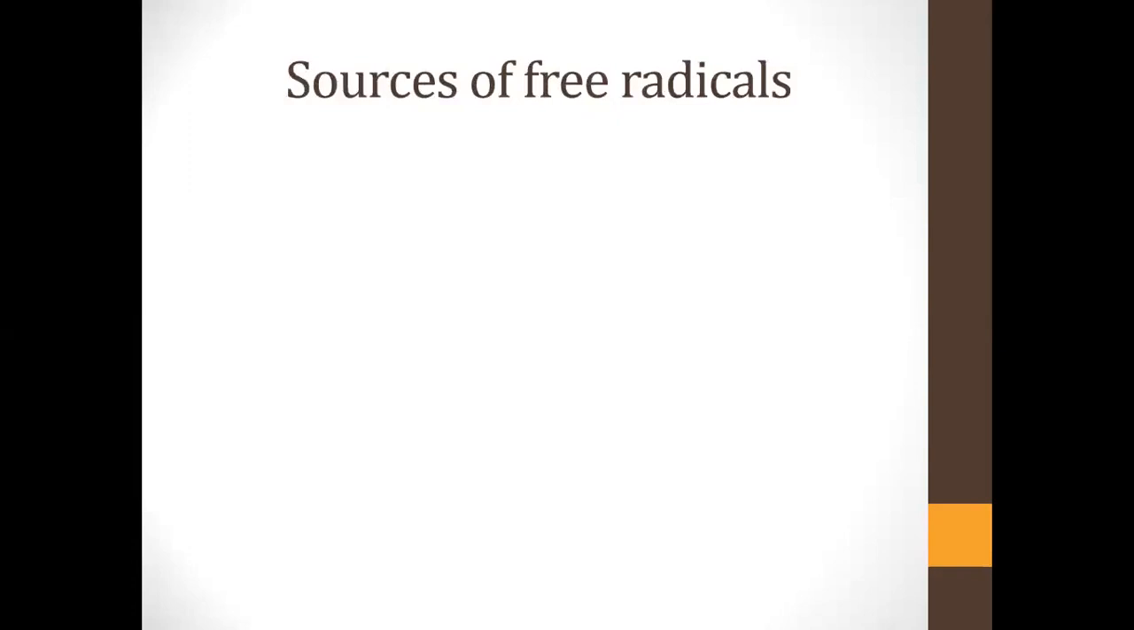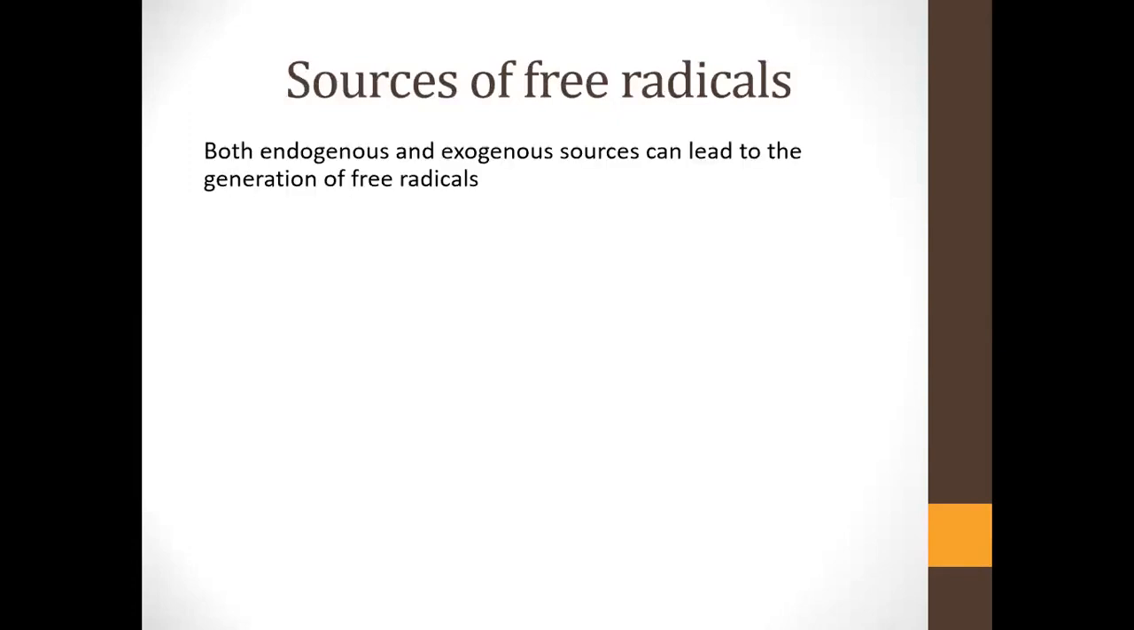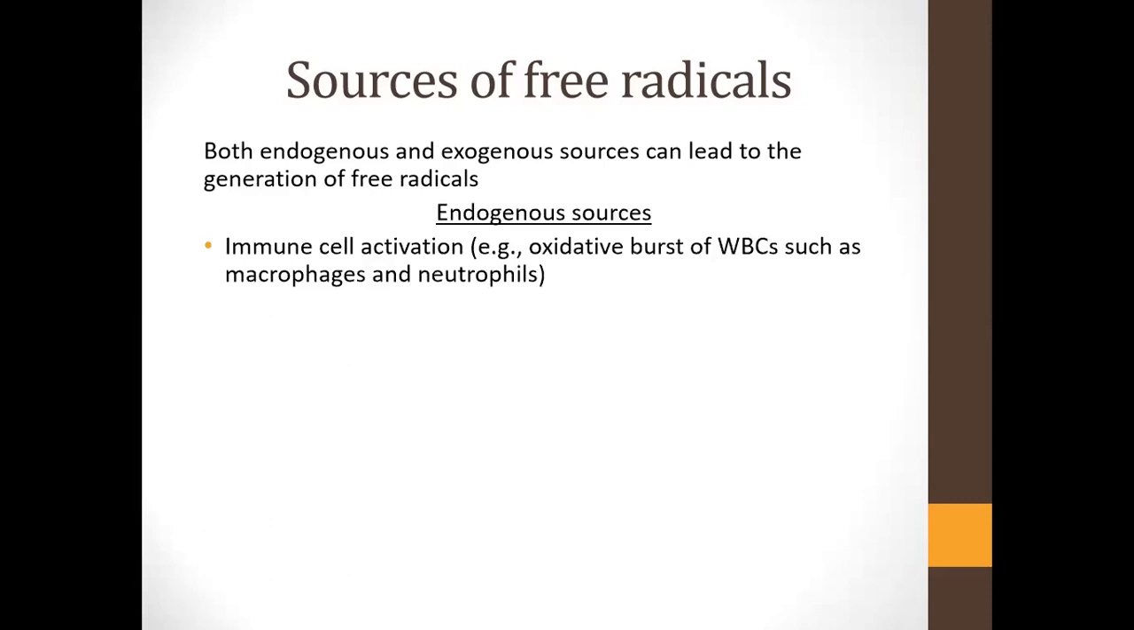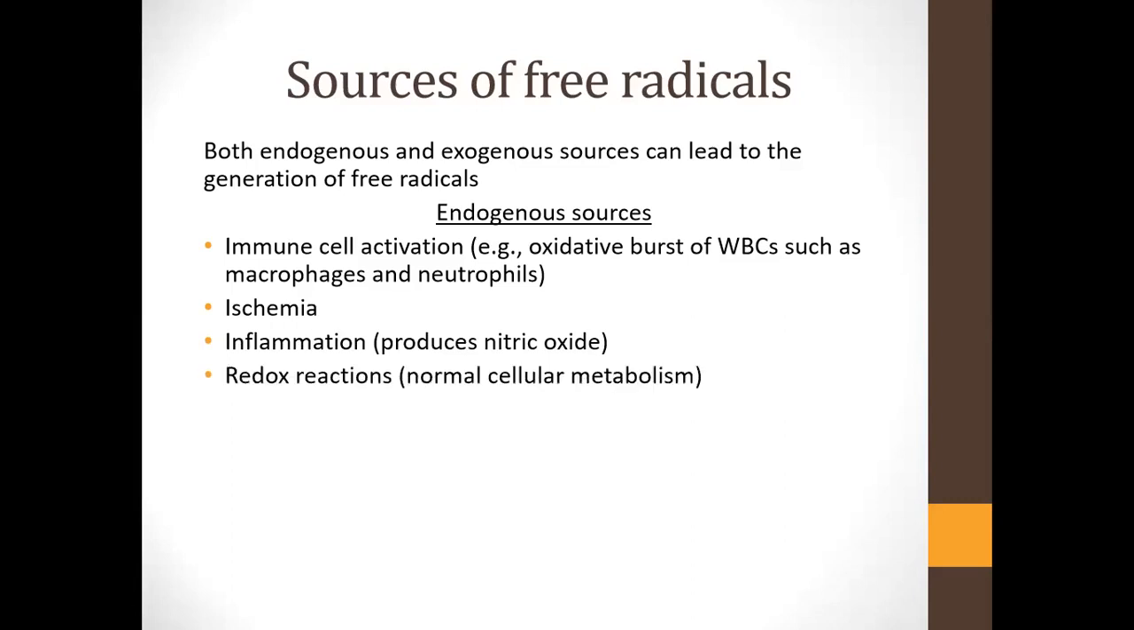What are the sources of free radicals? Very important. Both endogenous and exogenous sources can lead to the generation of free radicals. Endogenous sources include immune cell activation, such as oxidative burst of white blood cells. Recall that white blood cells generate free radicals to kill the pathogen. Ischemia can also lead to free radical generation when there is decreased blood flow. Inflammation produces nitric oxide and can cause free radical generation. Redox reactions, such as during normal metabolism, can also generate free radicals.